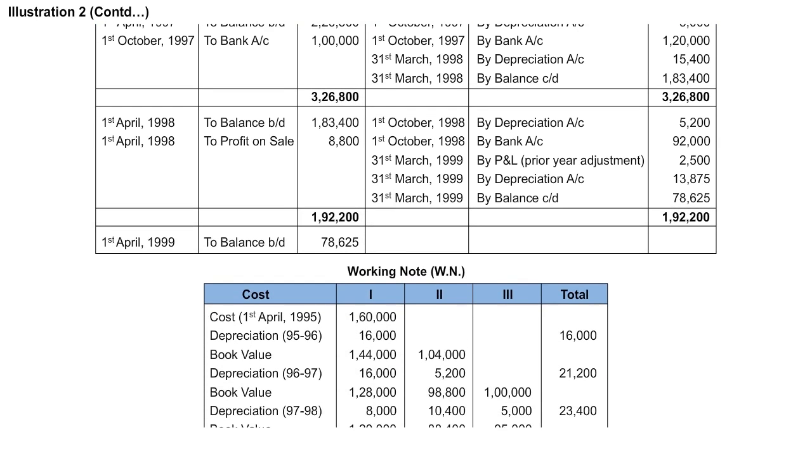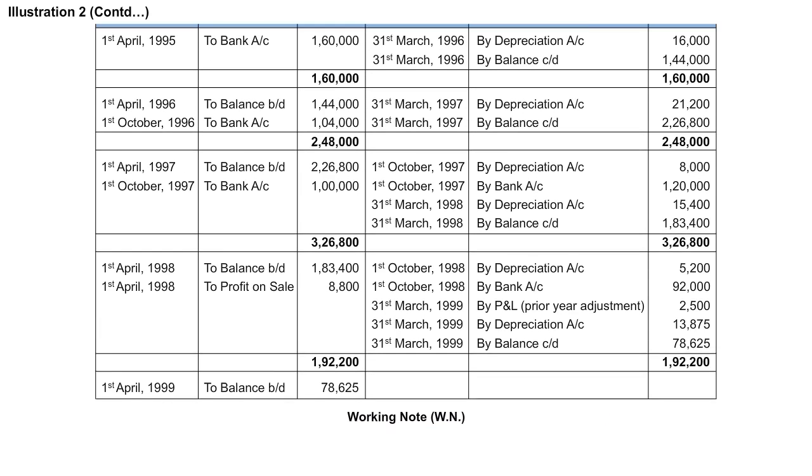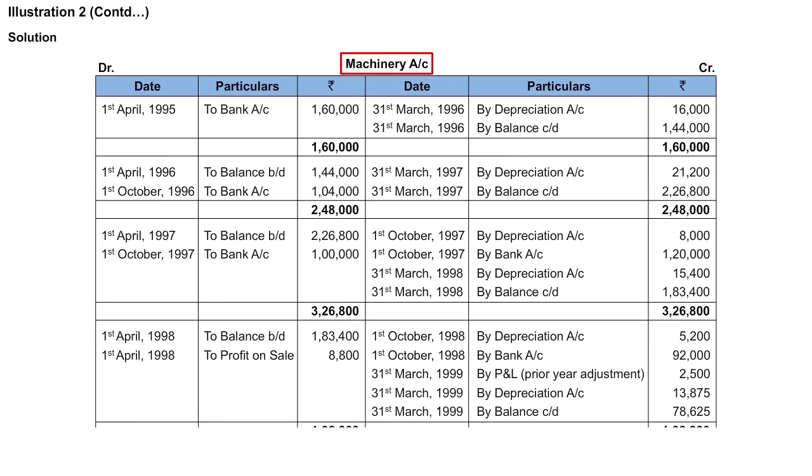In your working note, you will say 16,000 less depreciation. So, your book value becomes 1,44,000. So, this depreciation is for 95, 96. This will get debited in depreciation account, which will then be transferred to P&L. In the second year, which is 96, 97, before the second year ends, you have purchased a second machine for 1.04 lakhs. So, 1.04 lakhs second machine. So, the entry will be machinery account debit to bank account, 1st October 96.